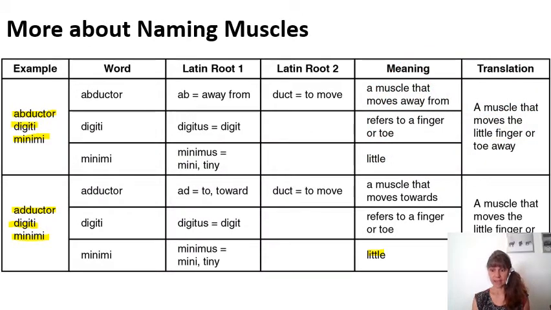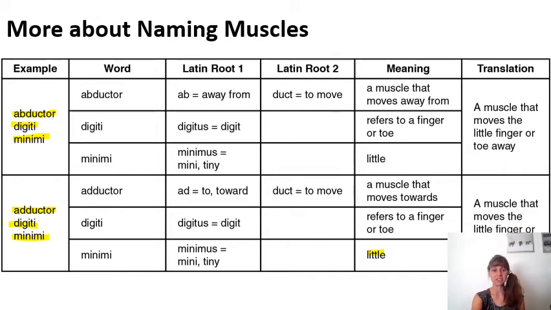If we look at how muscles are named, we see that there are a lot of Latin roots that are put together. For instance, just looking at the word abductor. Ab is a prefix that means away from. Duct means to move. So the meaning of the word abductor is a muscle that moves away from. In anatomy and physiology, we say away from the midline.